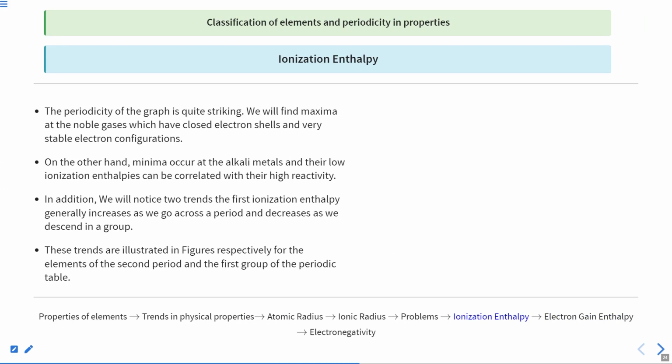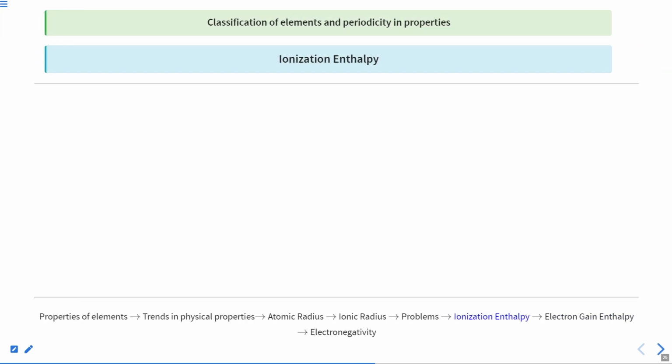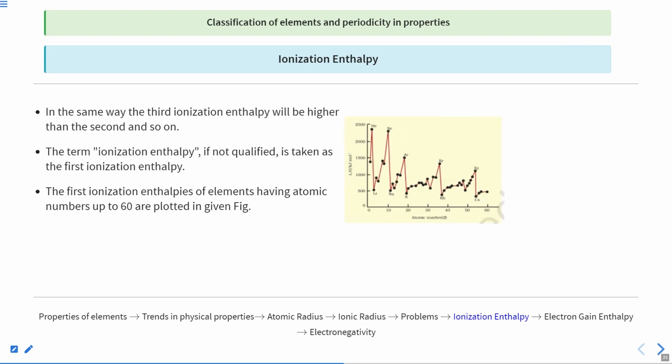Now the periodicity of the graph is quite striking. In the same way, we will see that the third ionization enthalpy is greater than the second ionization enthalpy. Until and unless it is mentioned which ionization enthalpy is being talked about, you can assume it as first ionization enthalpy. And here is a plot of first ionization enthalpy against atomic number. As the atomic number is increasing, this is the trend that the ionization enthalpy follows, right?